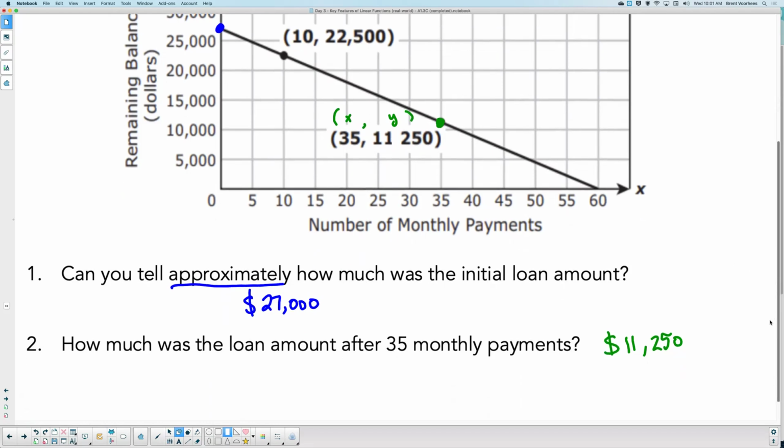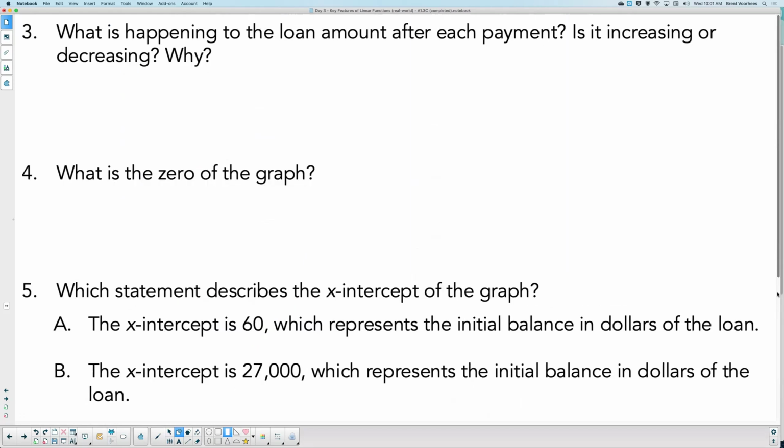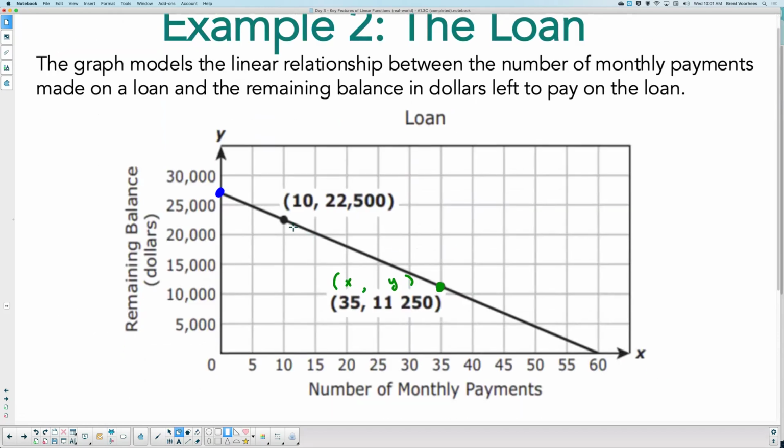All right, questions over this real world problem? All right, now number 3. So we have 3, 4, and 5 that we're going to talk about for this example 2 here. It says 3. What is happening to the loan amount after each payment? Is it increasing or decreasing? What do you think? After each payment, is the graph increasing or decreasing?